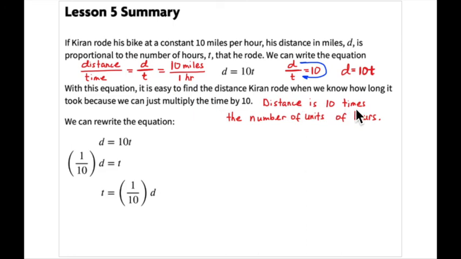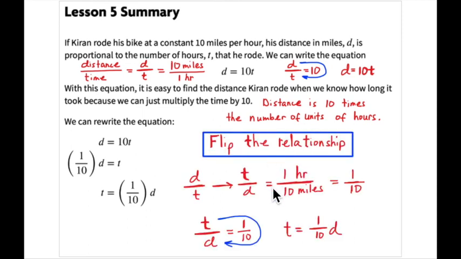So it was, distance is 10 times the number of hours. And if you flip that relationship, now it's the amount of time to ride per 10 miles. So it's 1 hour per 10 miles. So how many hours is it for 1 mile? How long did it take your sister, if she's riding at the same speed, to travel just that 1 mile before she got tired and gave up and went home? So the time is 1/10 the distance. Instead of 10 miles, she only traveled 1 mile, so it's 1/10 of an hour.